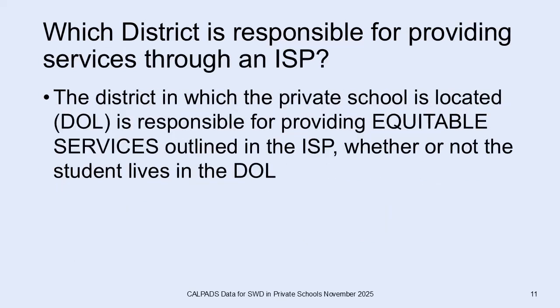Okay, so the district of location is responsible for the provision of services through an individualized service plan, or an ISP. Okay, that ISP indicates the equitable services that that student will receive, and the district of location is the only entity that can provide equitable services.